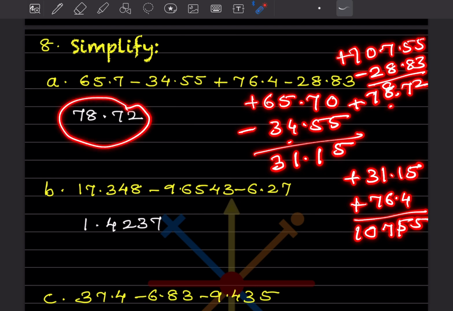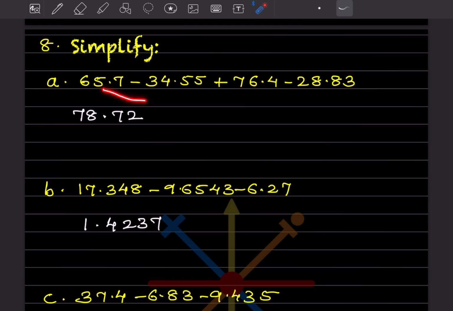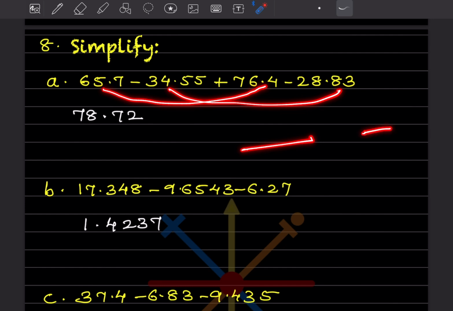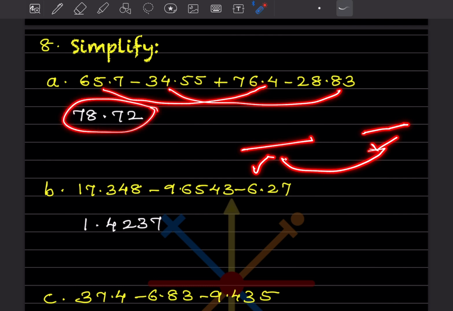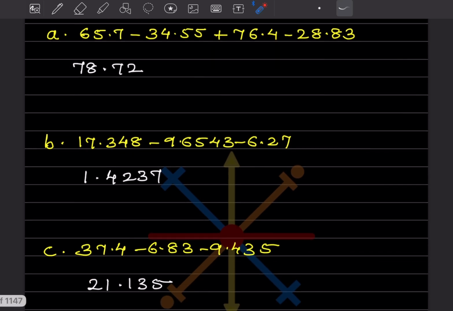You can do it this way, or as I said, you can put this and this together. You keep the answer separately, solve this and this together, keep the answer separately, and then later on solve this, whatever answer you get for this and this one. So you get the same answer. Same here now, look at this one.